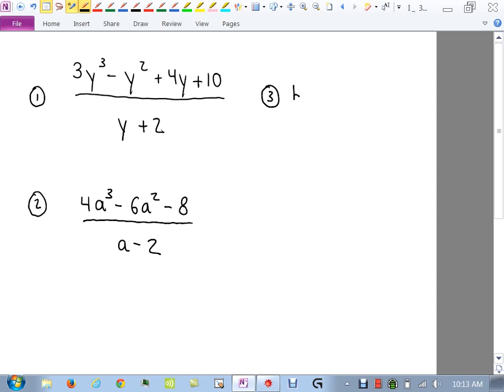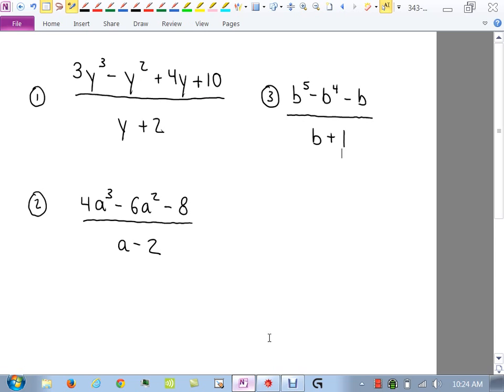If you're really getting good at this, try this one, just so you don't have to sit there and twiddle your thumbs. I want you to do at least the first two. All right, I'm going to work through these very quickly, all right?